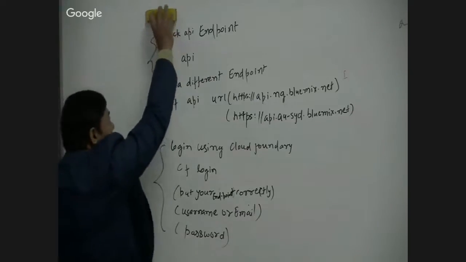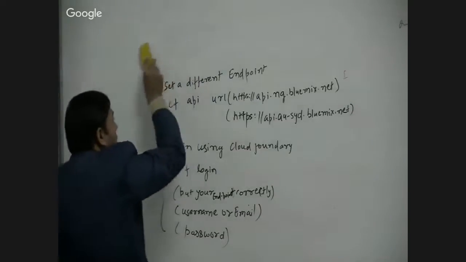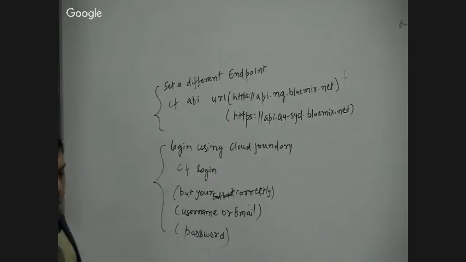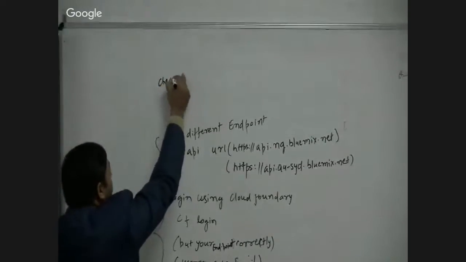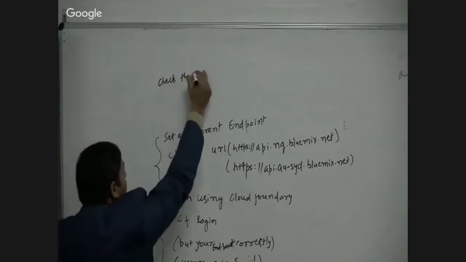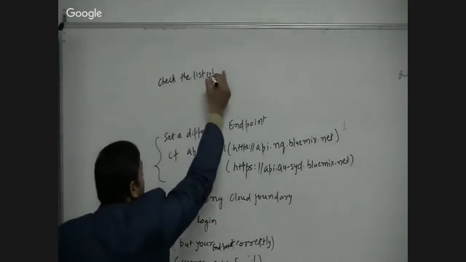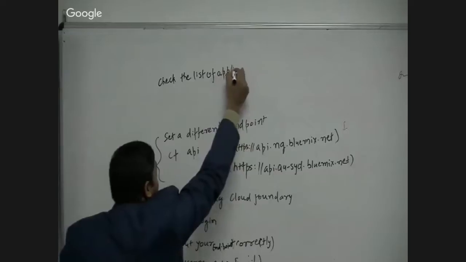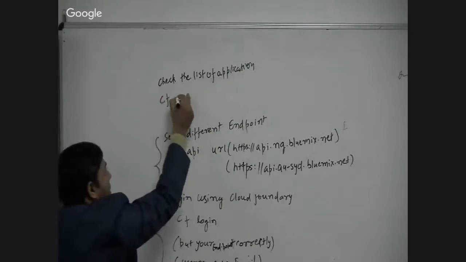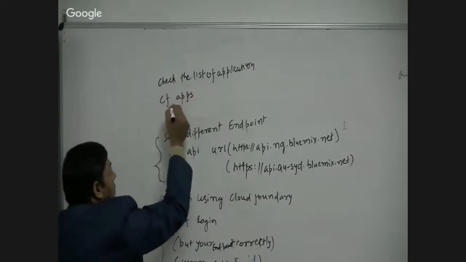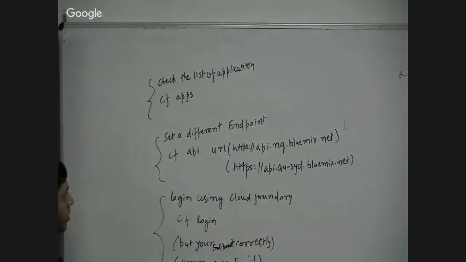Now, if you type cf apps, check the list of applications. Type cf apps. It will give you the list of applications which are installed at your endpoint.